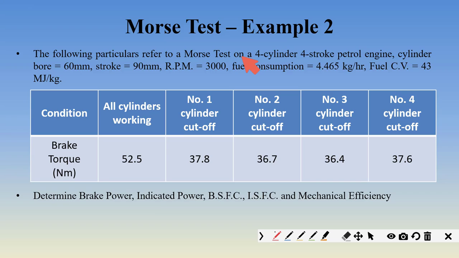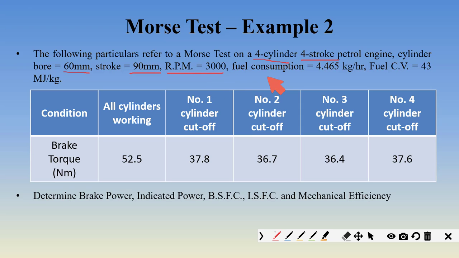Till now, we have seen two methods of calculating frictional power: Williams line method and Morse test. In this video we will be looking at the other methods as well. So first we will start off with this example. In this example they have given us that the Morse test was conducted on a 4-cylinder 4-stroke petrol engine. The cylinder bore is given as 60 mm, stroke is given as 90 mm, and RPM is 3000.